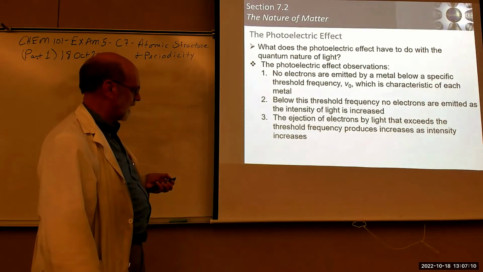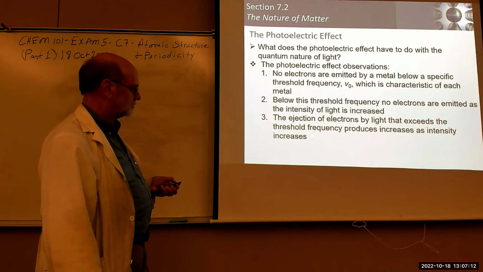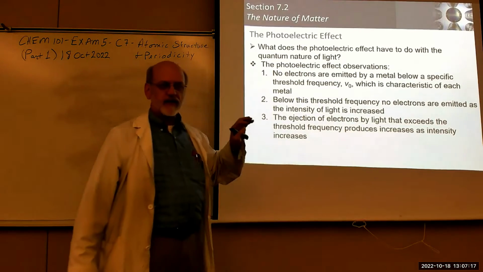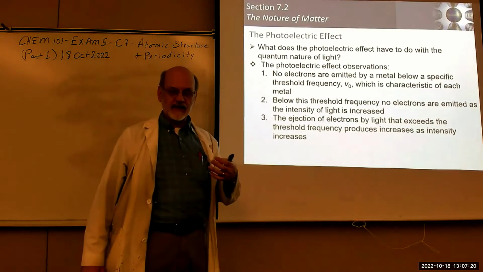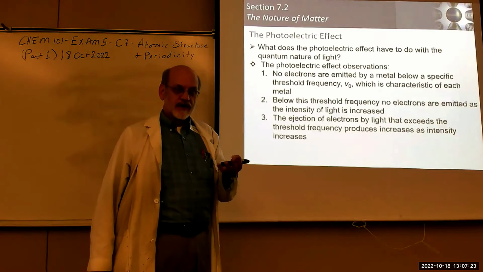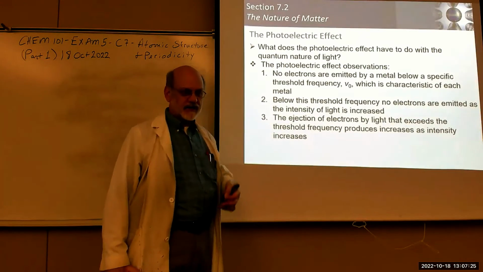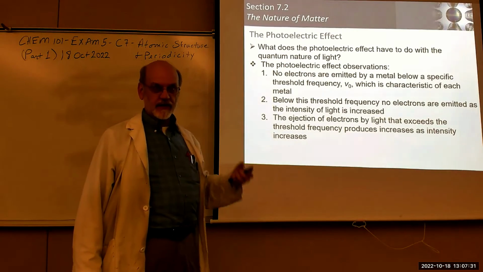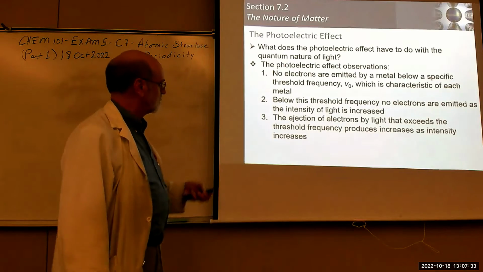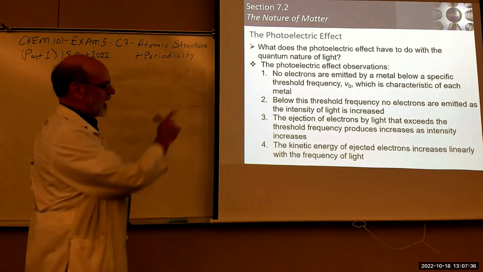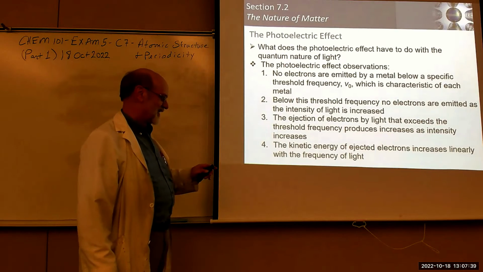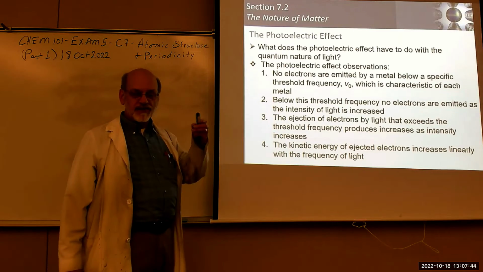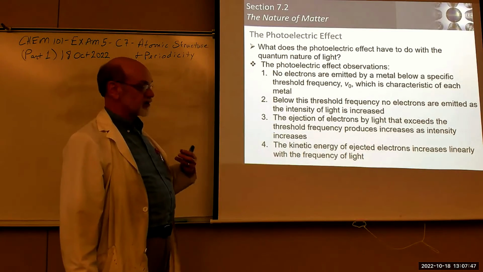I think that's what this one is getting at. Oh, no, this one, once you've got the electron ejected, all the intensity does, if you make the light stronger, is it ejects more electrons. But it doesn't eject any electrons unless it reaches that value or higher energy than that. Okay, number 4, that's the one I was getting at. The kinetic energy of the ejected electron increases with the frequency of light beyond the threshold frequency.